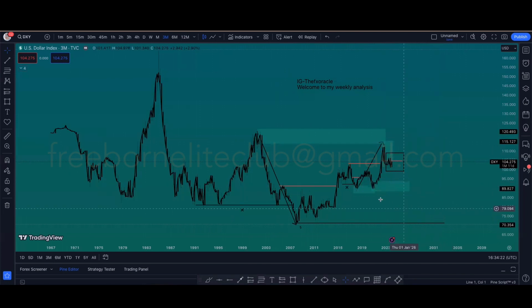Now you have your point of interest, and you want price to come into this point of interest. There is nothing else. You shouldn't be bothered by anything else. You already know where price wants to come to. Now you can go to your lower time frame.